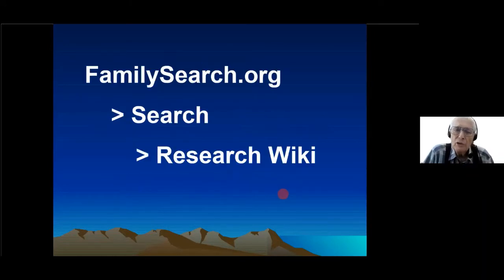This is how you get to it, and we'll actually do this in a minute. You go to the FamilySearch website, FamilySearch.org. And then from there, the chevron, that little arrow, means look for the search icon, and you'll see the search icon.